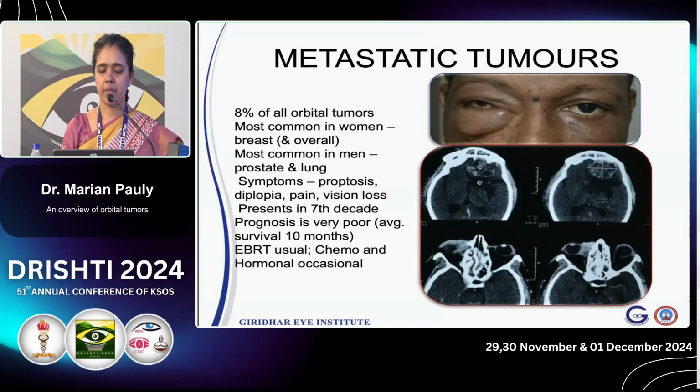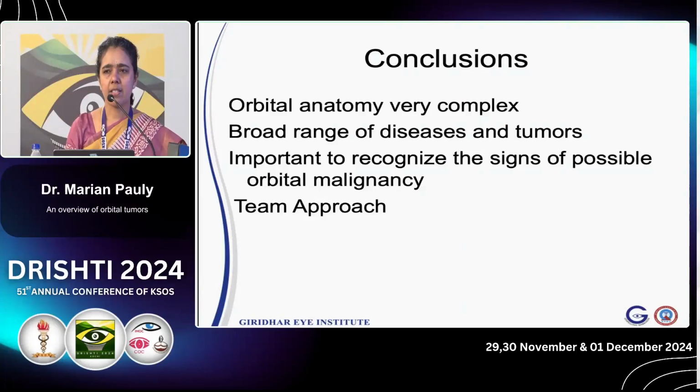Metastatic tumors are 8% of orbital tumors, most commonly from breast in women. In men, it is prostate and lung. So this is just an overview of the orbital tumors. The main thing in orbital tumors is diagnosis, because radiology can be very confusing. So we should be able to read our own radiology. That gives the clue. Anatomy is very complex, with a broad range of diseases, and a team approach is always needed.